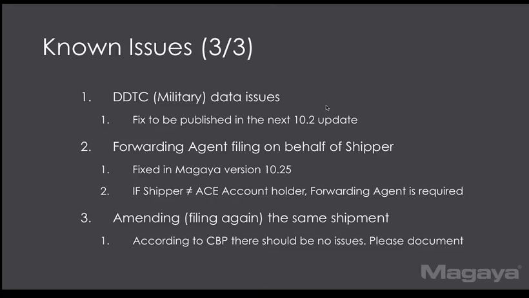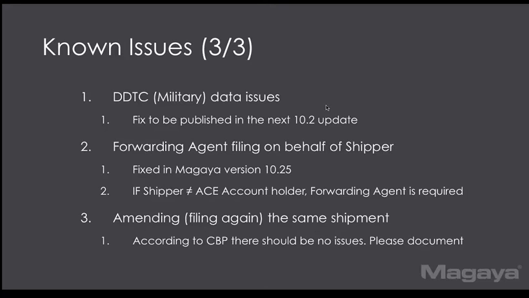Again, you can now file on behalf of a shipper that is not you, just as you could in the AES Direct portal. And the third category of issues that have been reported to us is problems with filing the same shipment twice as amending. You saw me do that a couple of times here today. Customs have confirmed to us that it should be working. So if that happens, please help us document it so we can report it to them and work with us.